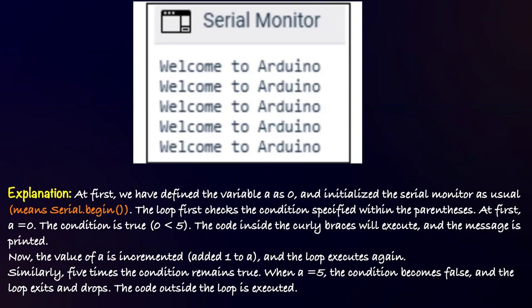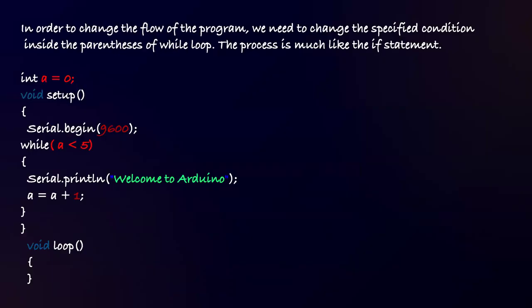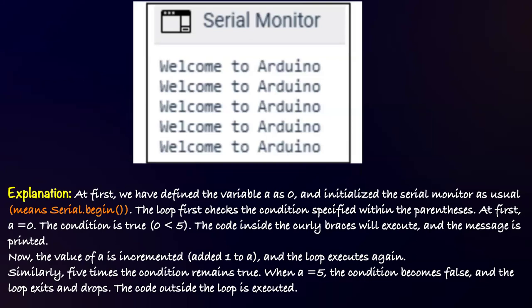Okay, let us give it a read. At first, we have defined the variable a as 0, and then initialized the serial monitor as usual, that is Serial.begin. Now the loop first checks the condition specified within the parentheses. What was the condition? Let's see again: a less than 5. The loop checks a less than 5. Clear?